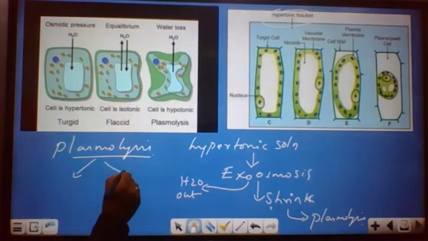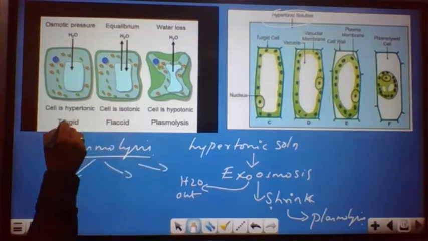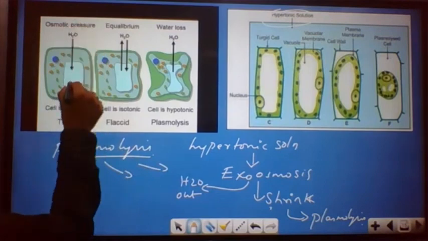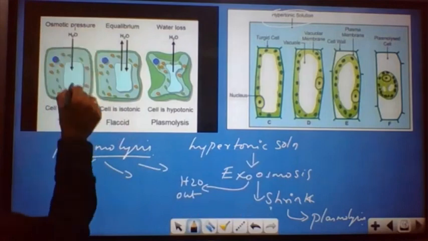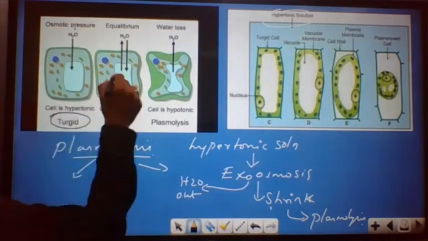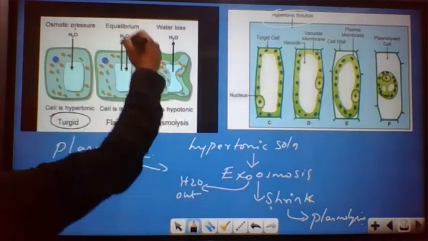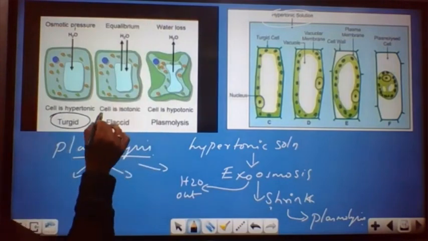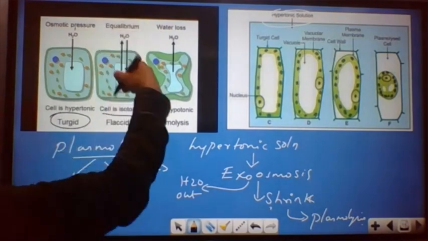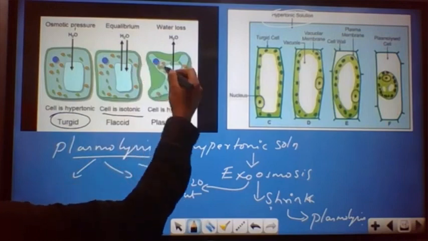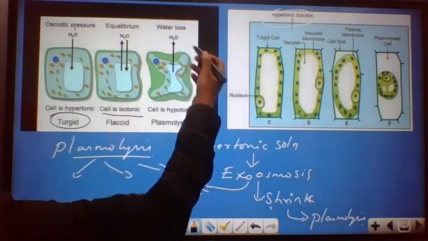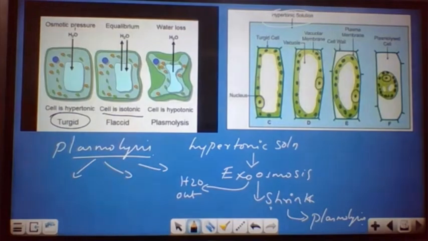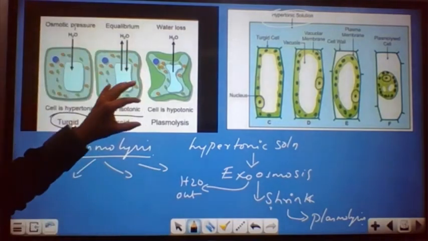What are the three types? In this diagram you could see the reference here. The cell is turgid where the water is coming inside. When the equilibrium condition is maintained, the cell is in isotonic conditions, with an exchange of water molecules in the equilibrium state. But when water loss takes place, it leads to plasmolysis, and the cells will start shrinking.